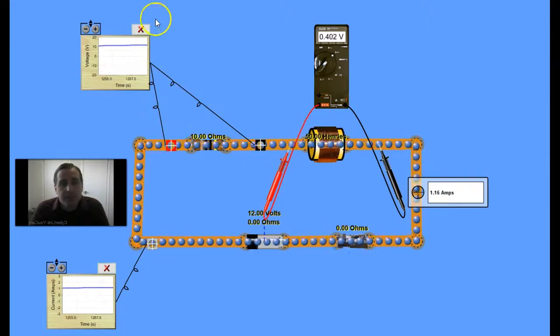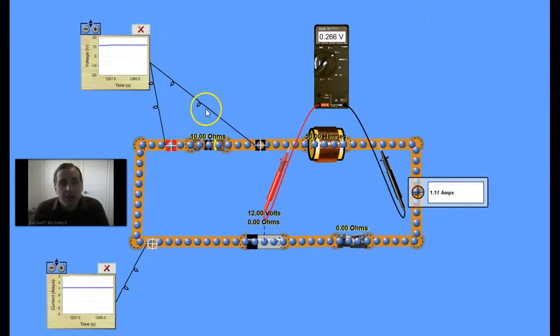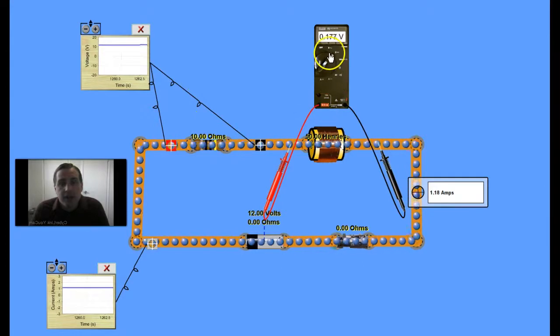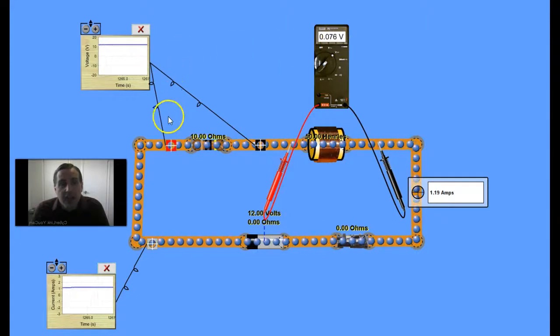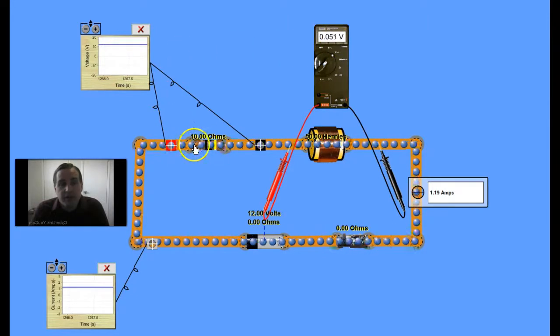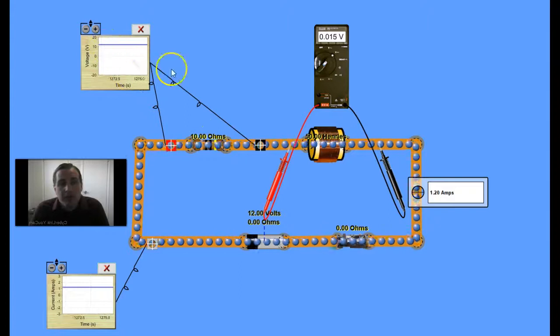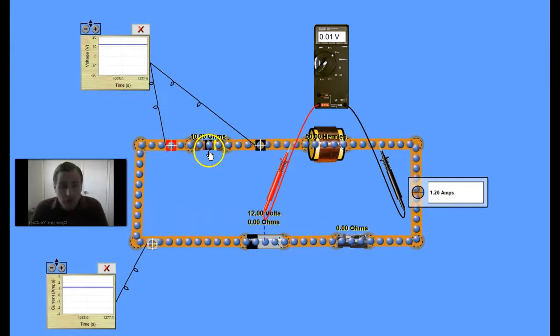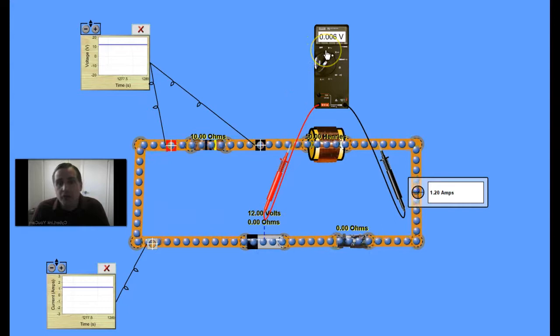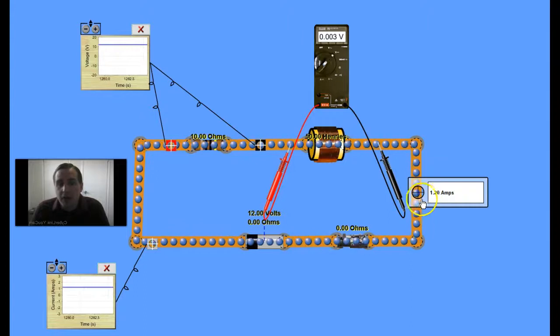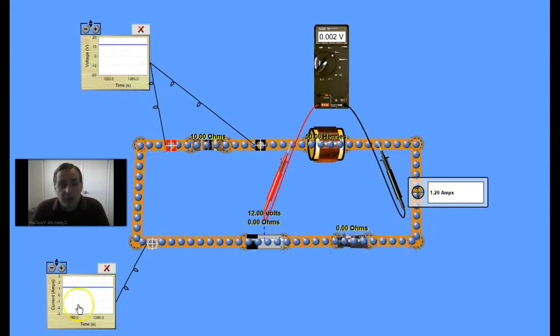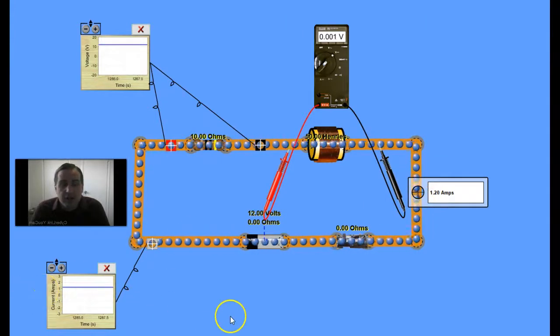But notice it seems like we're getting an asymptote here. And notice that the voltage across the inductor is getting less, and the voltage across the resistor is getting larger. Now that we're very close to a constant voltage across the resistor, the voltage across the inductor is getting very, very small. And notice that we're approaching a nearly constant current value. Let's take a look at this one more time.